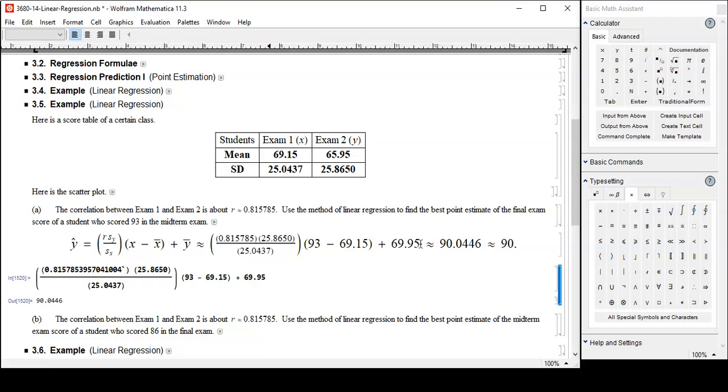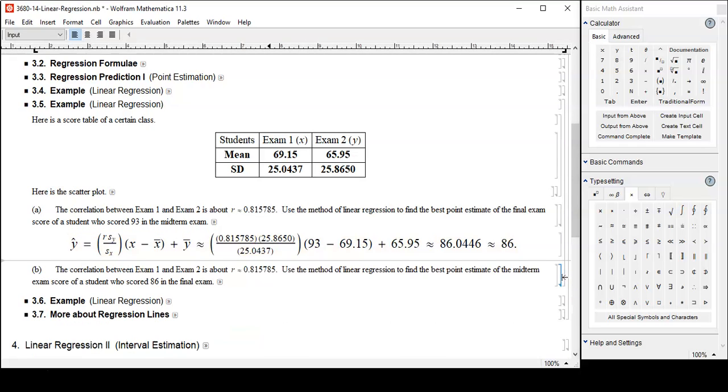Something is not right. Oh yes, there's a typo, 65.95. I just mistyped this one. Okay, 86.04, so it's about 86. Yeah, that makes more sense, because now in part B I'm starting from 86, same 86.